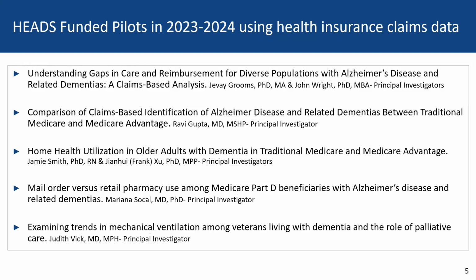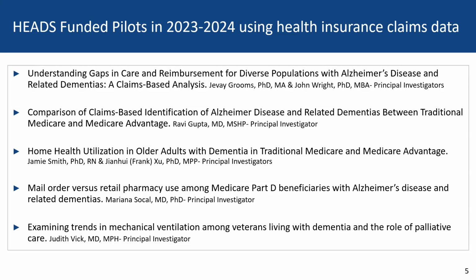Understanding retail pharmacy use among Part D beneficiaries with Alzheimer's disease, and examining trends in medical ventilation among veterans using the veterans data that are accessible through the VA. But all really, we funded 6 projects, and 5 of them use claims data for their work, so there's a huge opportunity to ask questions that are directly over the plate for the Head Center that use claims data. And as you can see, 5 to 6 projects from last year were projects of that type.